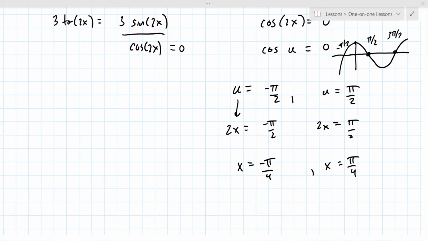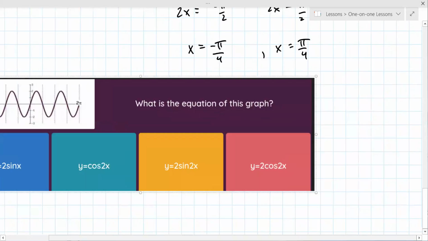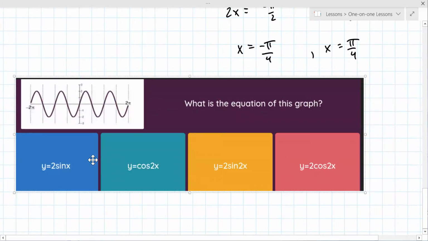What's the difference between the first and the third equation? Oh, one has a 2 sine 2x, one has just the 2 sine x. That's right. So the only difference is that number there. It affects the period. So this one has a period of 2 pi over 2, which equals pi. This one has a period of 2 pi over 1, which is 2 pi.